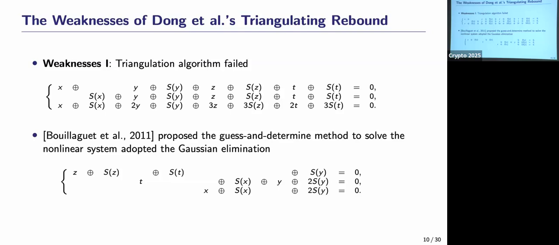In fact, at Crypto 2011, Bouillaguet et al. have already proposed an efficient guess and determine method to solve the nonlinear system of AES, which adopted the Gaussian elimination method to process the system.